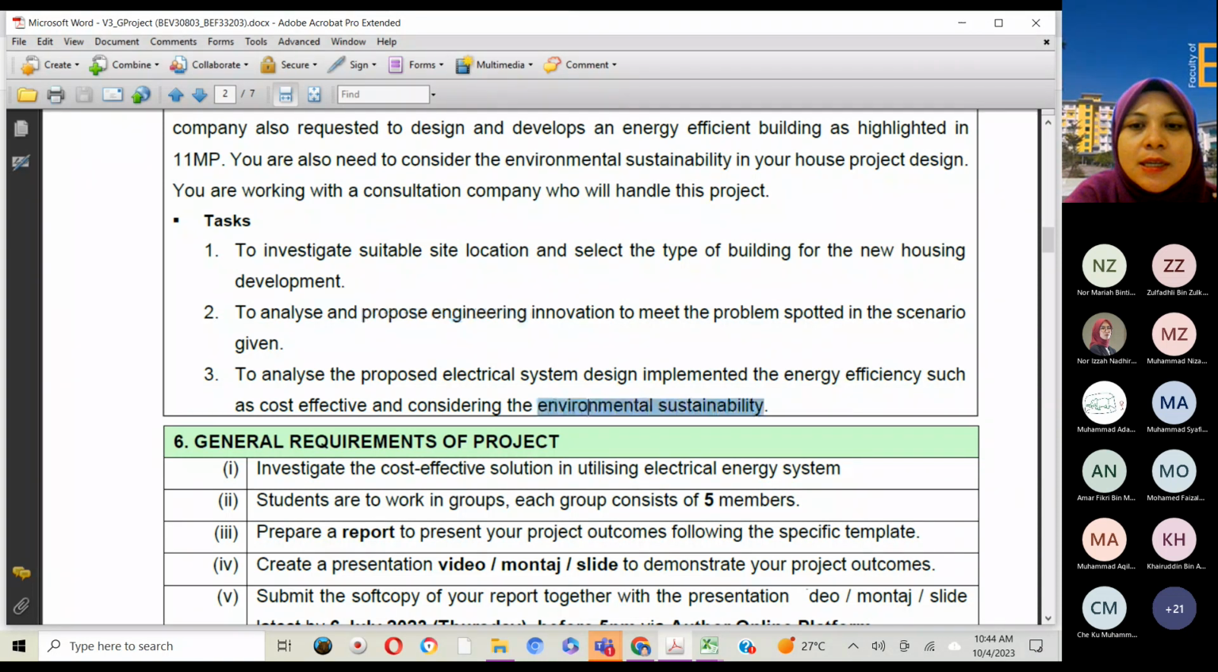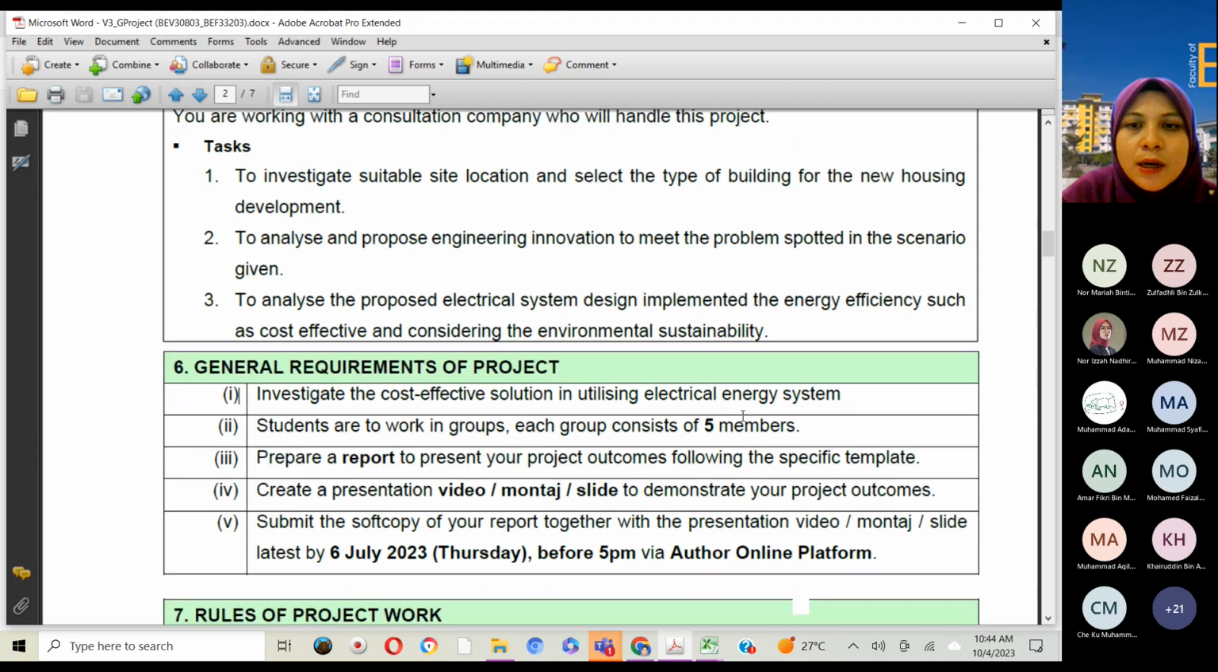And then environmental sustainability. For example, you consider renewable energy. So what types of renewable energy do you want to implement? That is some of the ideas that you can consider in your group project. You have to discuss it with your team members.